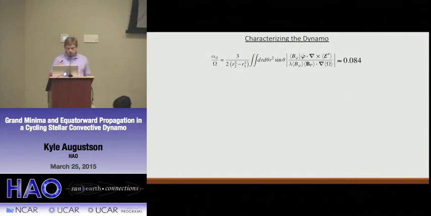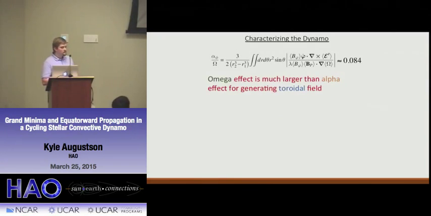But to actually characterize this dynamo, what you need to do is take the ratio of various terms. Here we have the alpha effect generating poloidal field, and the mean shearing term. This gives you an idea of how important the alpha effect is relative to the omega effect. In this case, it's only about 1/10, 8%. But that doesn't tell you the entire story.